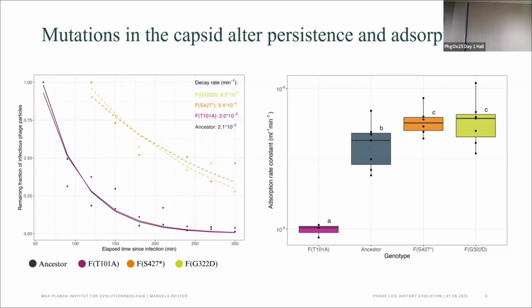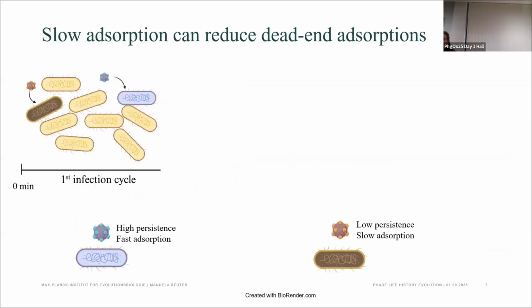Because we did both transfer regimes in a liquid well-mixed environment where fast adsorption should always be beneficial because it technically allows an earlier initiation of infections. So I brought a schematic figure on how to explain under which conditions slow adsorption can actually be beneficial. So let's assume we introduce two different types of phages in our system. One is a fast adsorber, one is a slow adsorber.